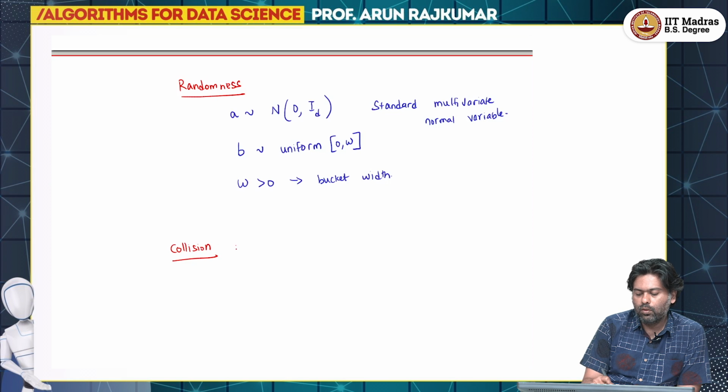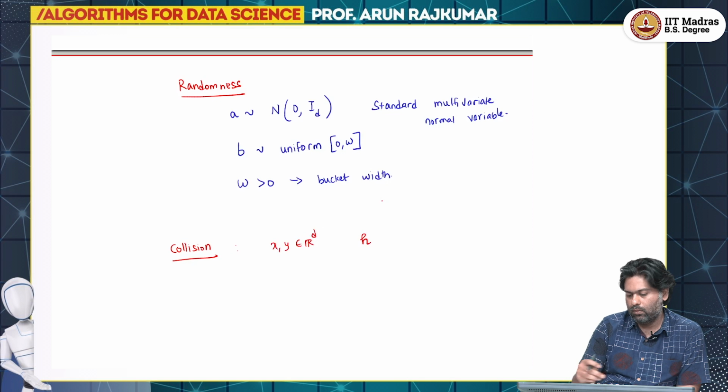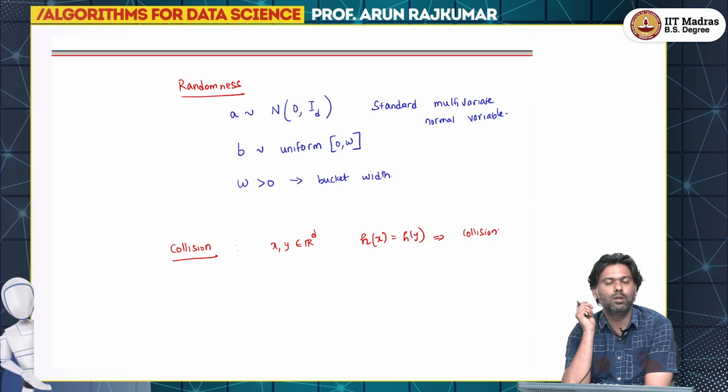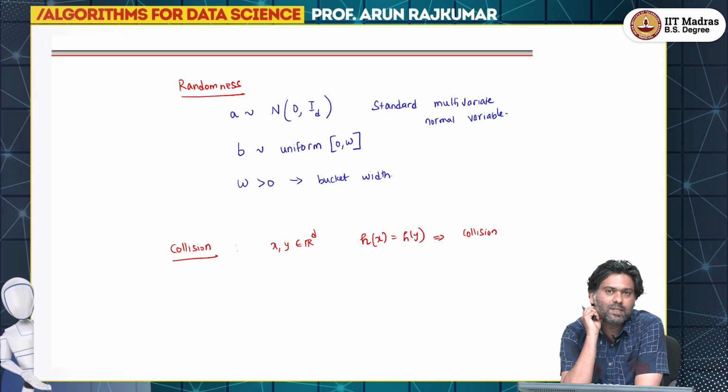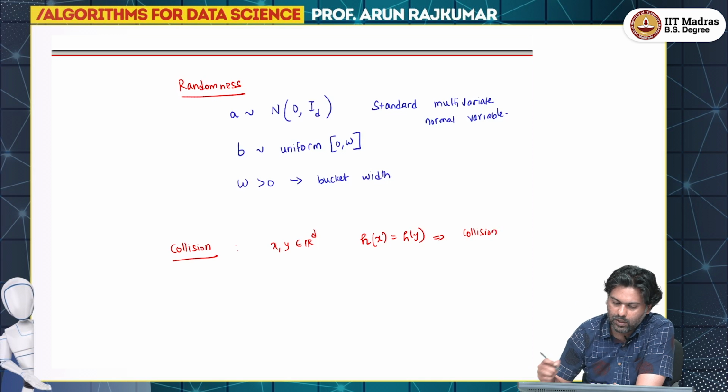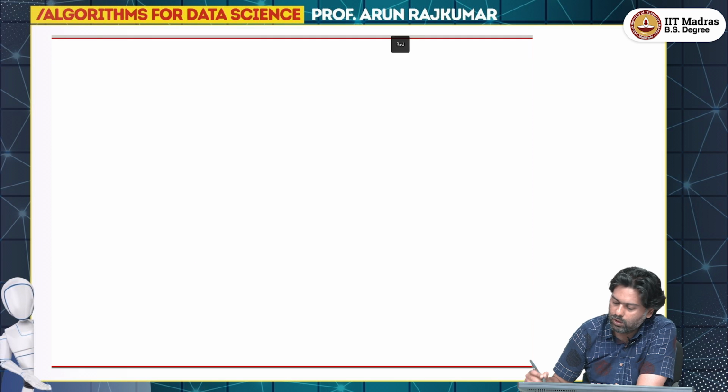Collision is nothing but, if you have x and y, let us say in R^D, and I have some fixed h from the hash family, if h of x equals h of y, that implies collision. That is, both x and y are mapped to the same bucket, that is all it means. So collision means they get mapped to the same bucket. That is just the standard terminology for this.